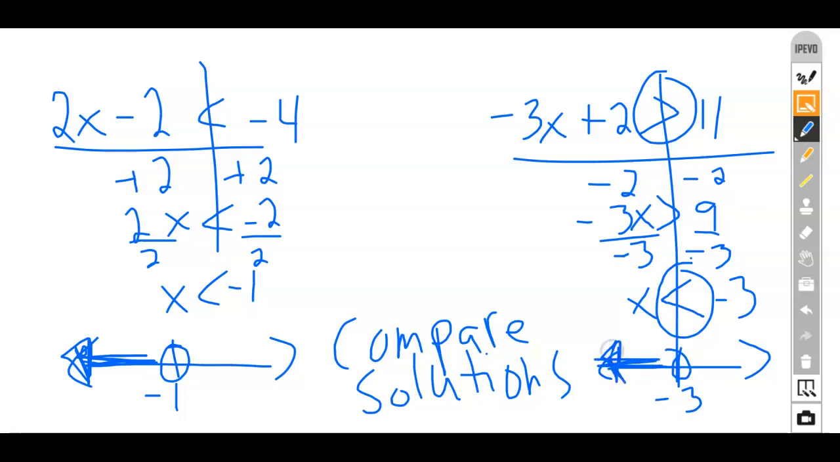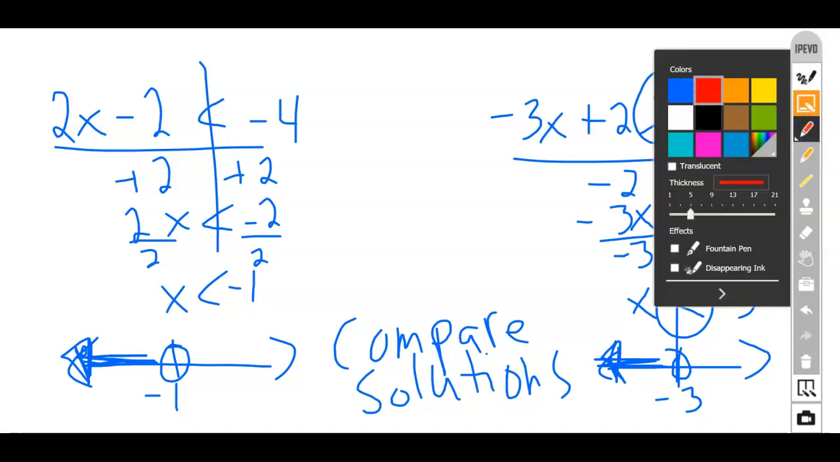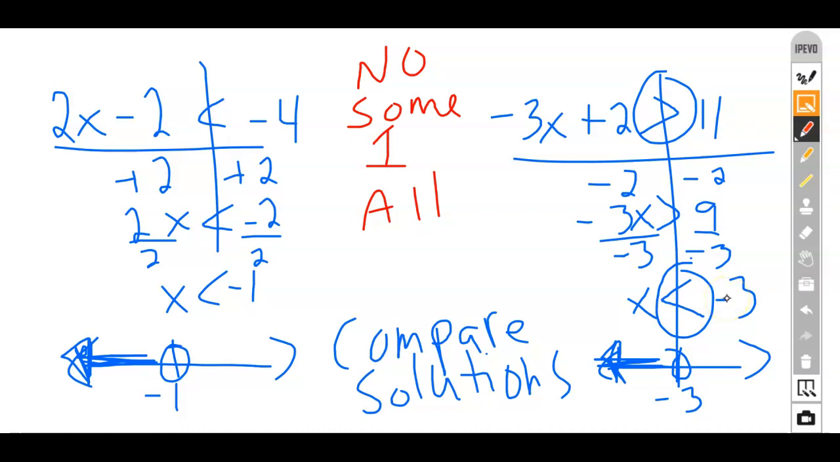All right. So now when they ask us to compare, we look for similarities and differences, don't we? And isn't that what comparing really is? They're going to give you some options. They're going to ask, do you have no solutions, some solutions, one solution, or all in common? So we're looking for no solutions in common, some in common, one in common, or all in common. Which one do you think it is? What do you think, Noah? Why some?